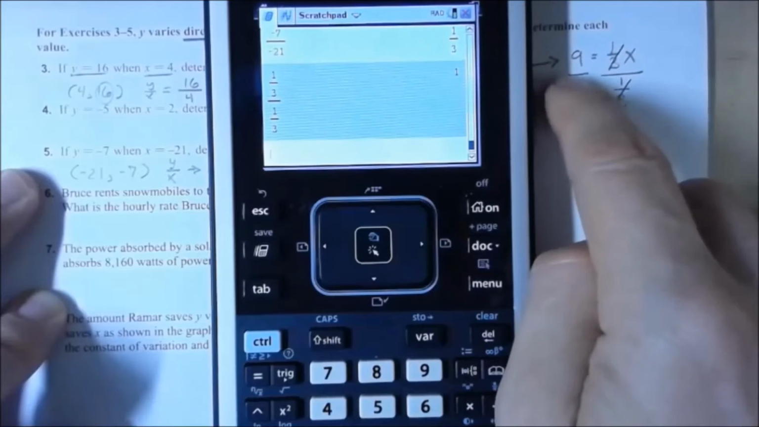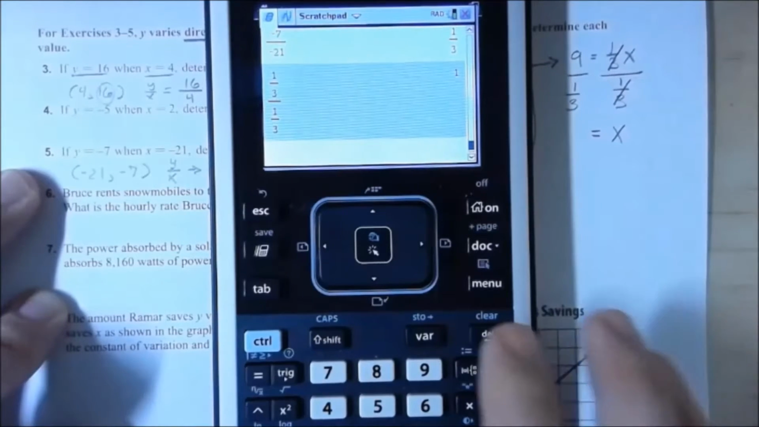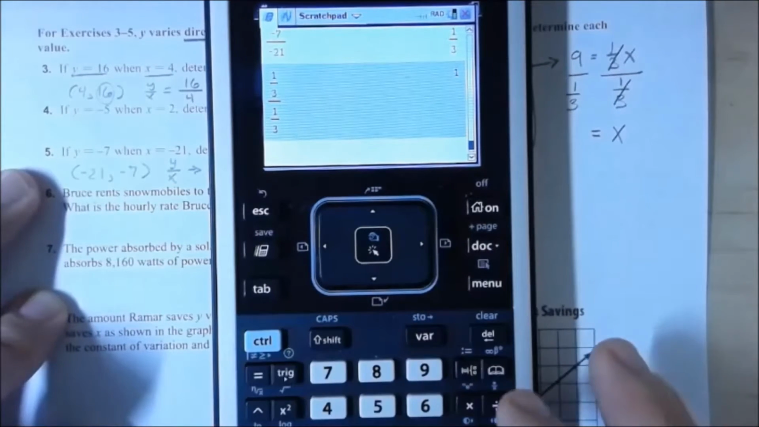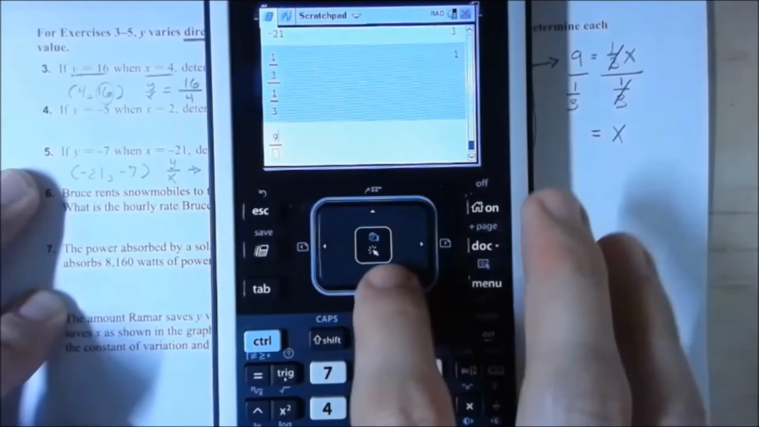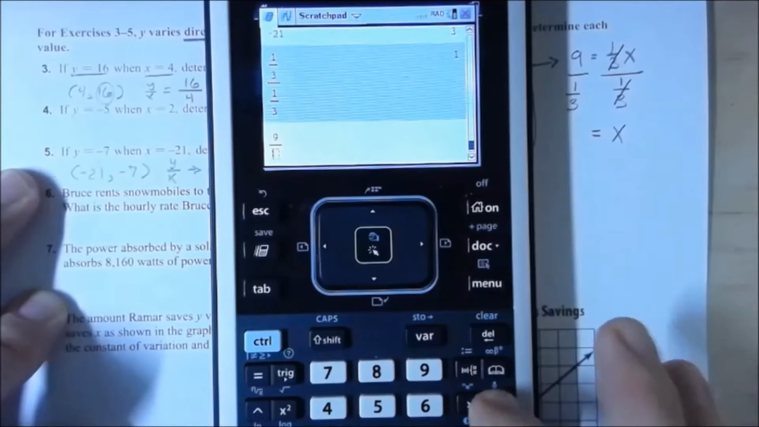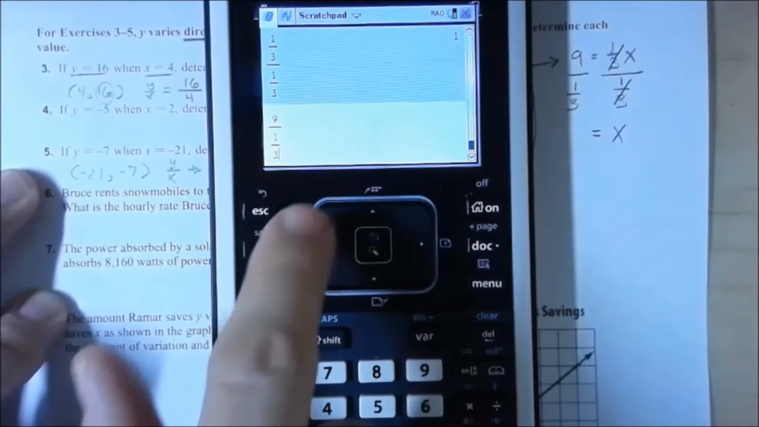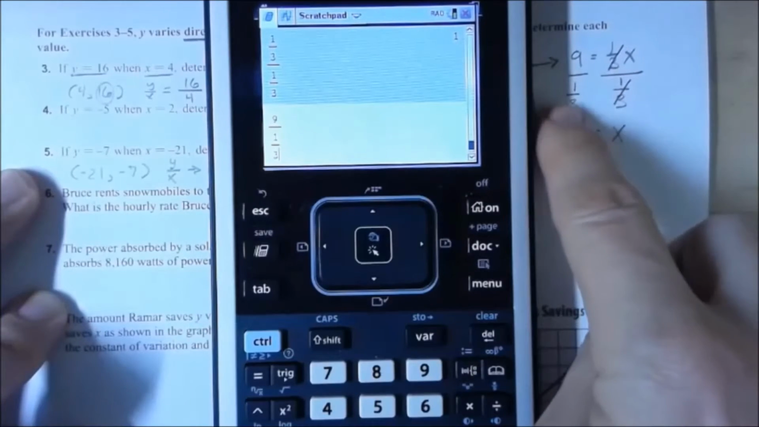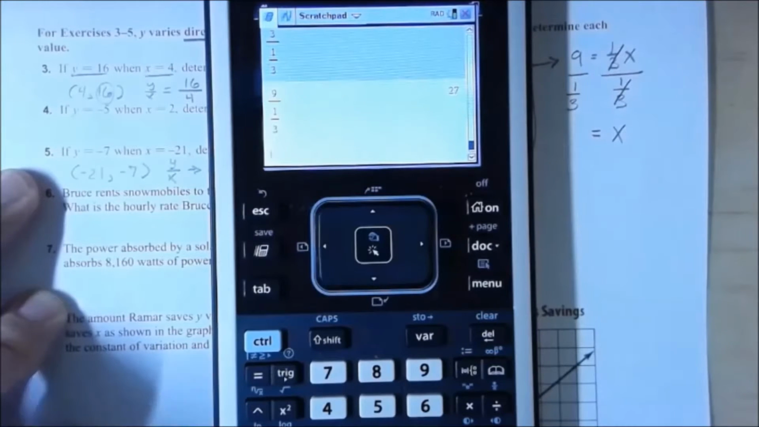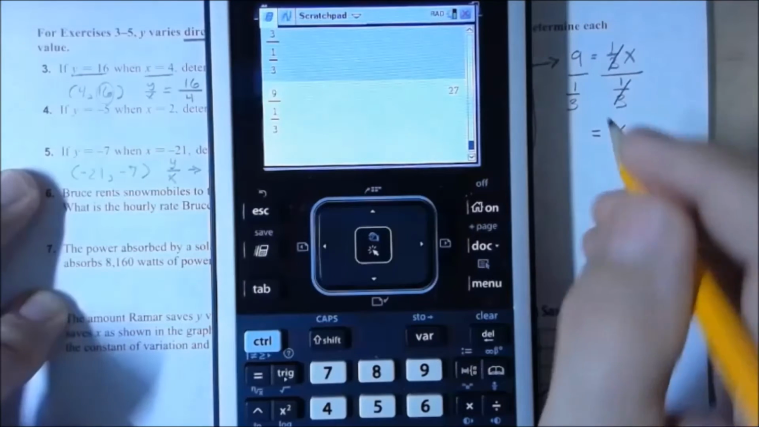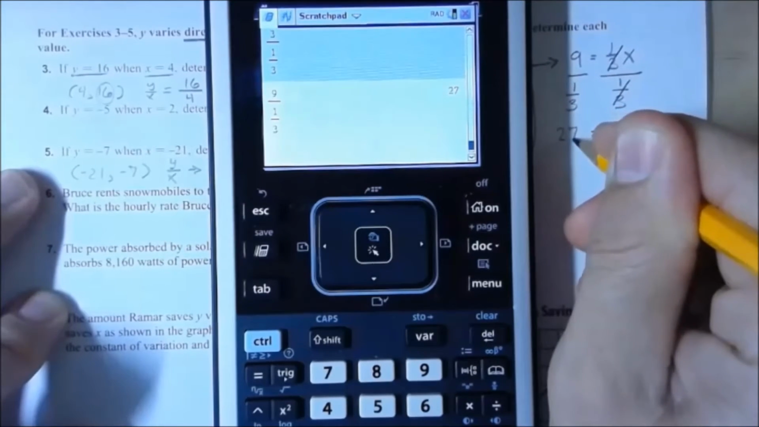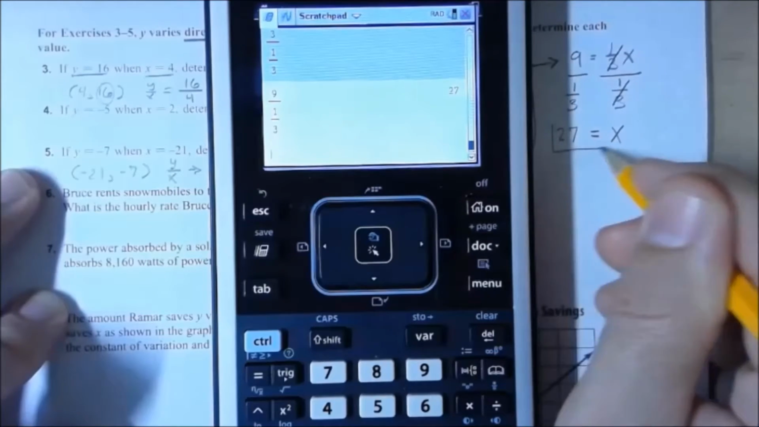Now we need to plug in this side of the equation. So we need to put a fraction bar, 9 over, put another fraction bar in the denominator, and do 1/3. So now that we got that in, that's exactly what we have written here. Let's hit enter. And it gives us 27. So that gives us 27, and that'll be our answer.